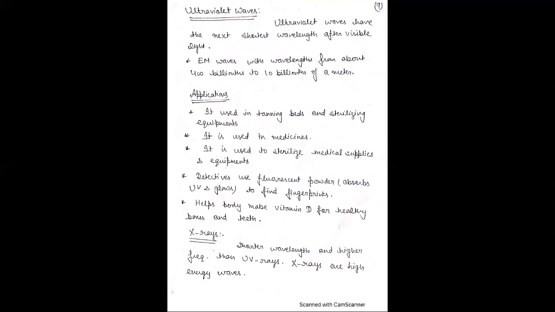Next is ultraviolet waves. This is the next shorter wavelength after visible light, EM waves with wavelength from about 400 billionths to 10 billionths of a meter. This is a very short wavelength, and ultraviolet rays are used in tanning beds and for sterilizing equipment in medicine. It is used to sterilize medical supplies and equipment that are used in medicals.